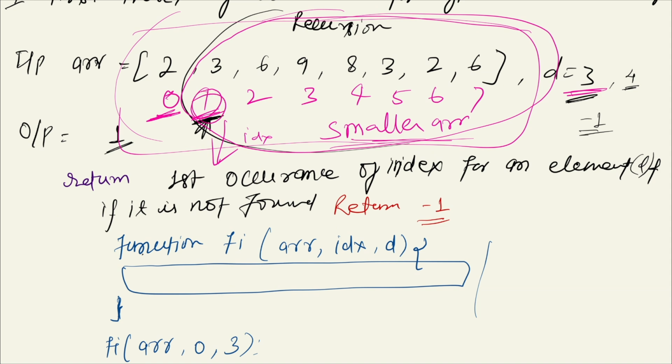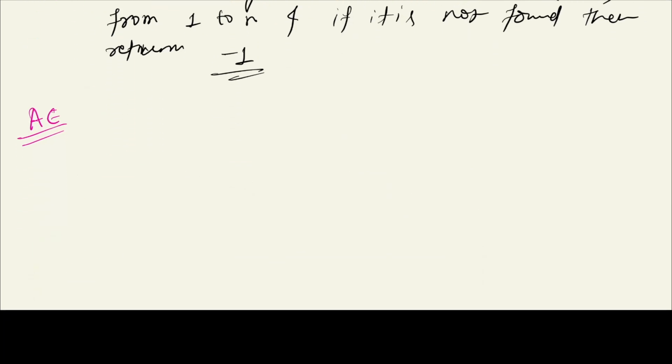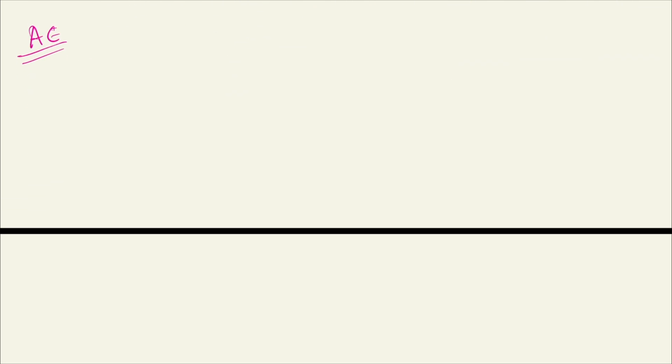Okay, so now at that point of time we have to compare d to array of 0, so d equals 3. Here array of 0 will be 2, so 2 is not equal to 3, so it will return the index which is 1. And if both are equal then it will return 0. Okay, so the value of index will be updated here. So here we will implement the same.